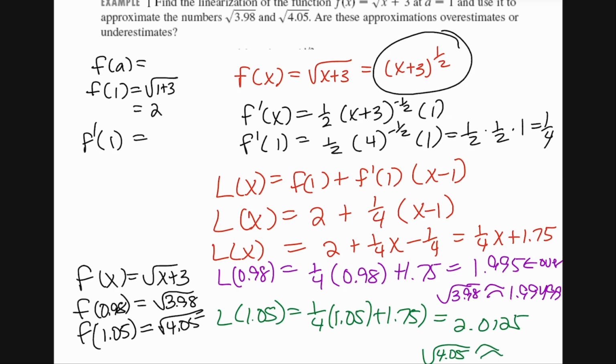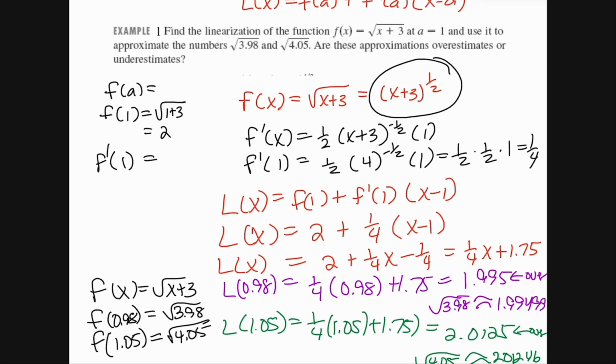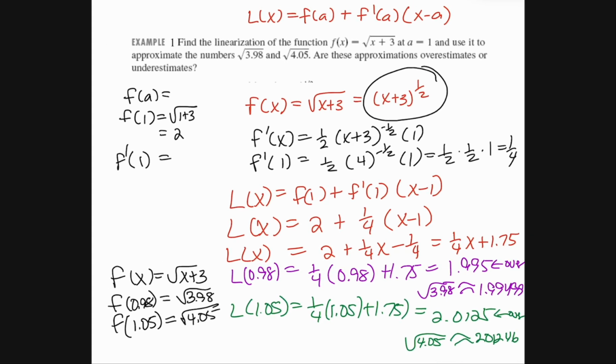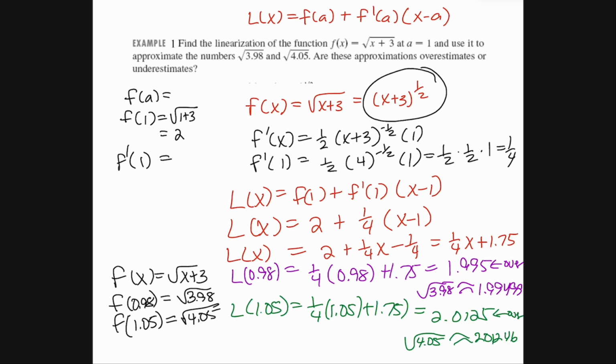If we really were to take the square root of 4.05, we get 2.01246. So this, again, is just a touch over, but look how close it is. It is so accurate that if we rounded the original to the 4th decimal place, they both match. So it is a pretty darn accurate thing to use this approximation. So that is our first example.